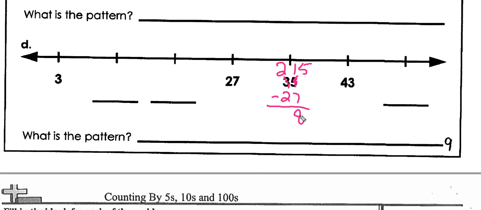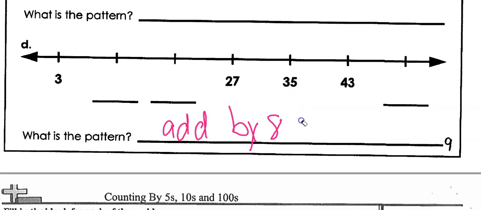So what is the pattern? And it looks from left to right, the numbers are getting bigger. So I need to add by 8. Okay, so 3 plus 8 more would be, okay, you're right, somebody probably said it already, 11. Okay, and then 11 plus 8 more would be, you're right, 19. Then 19 plus 8 more would be 27. 27 plus 8 more would be 35.